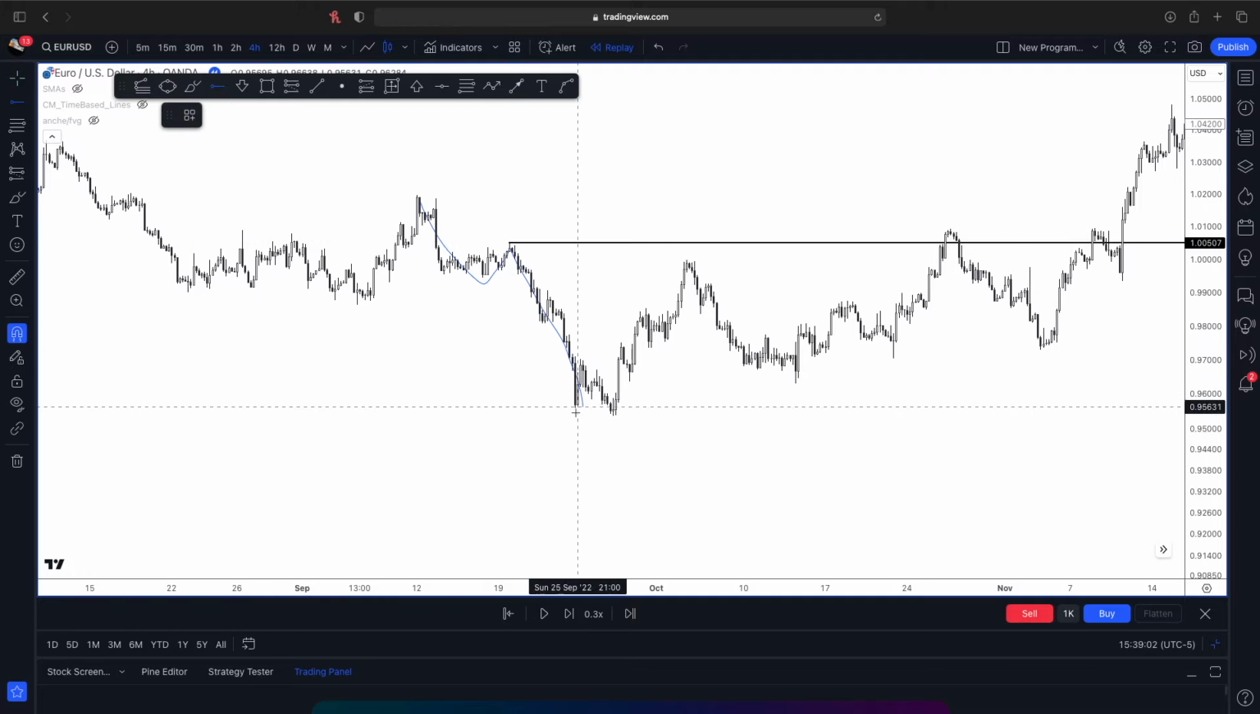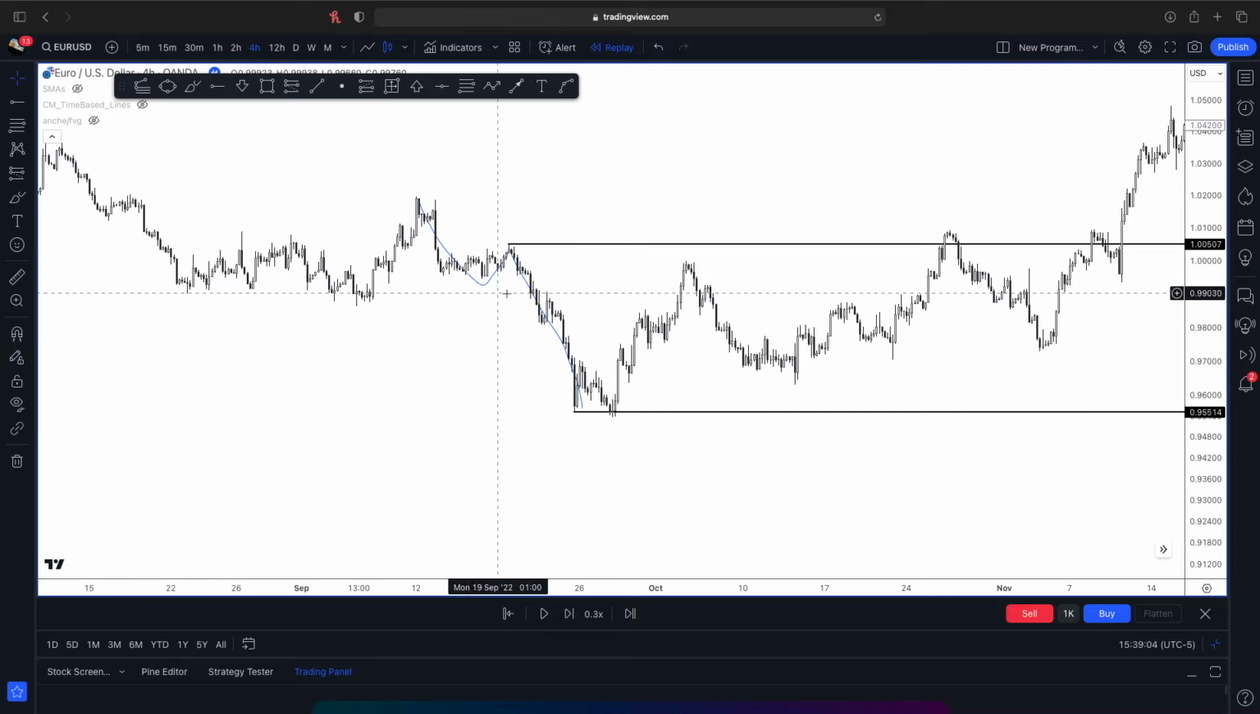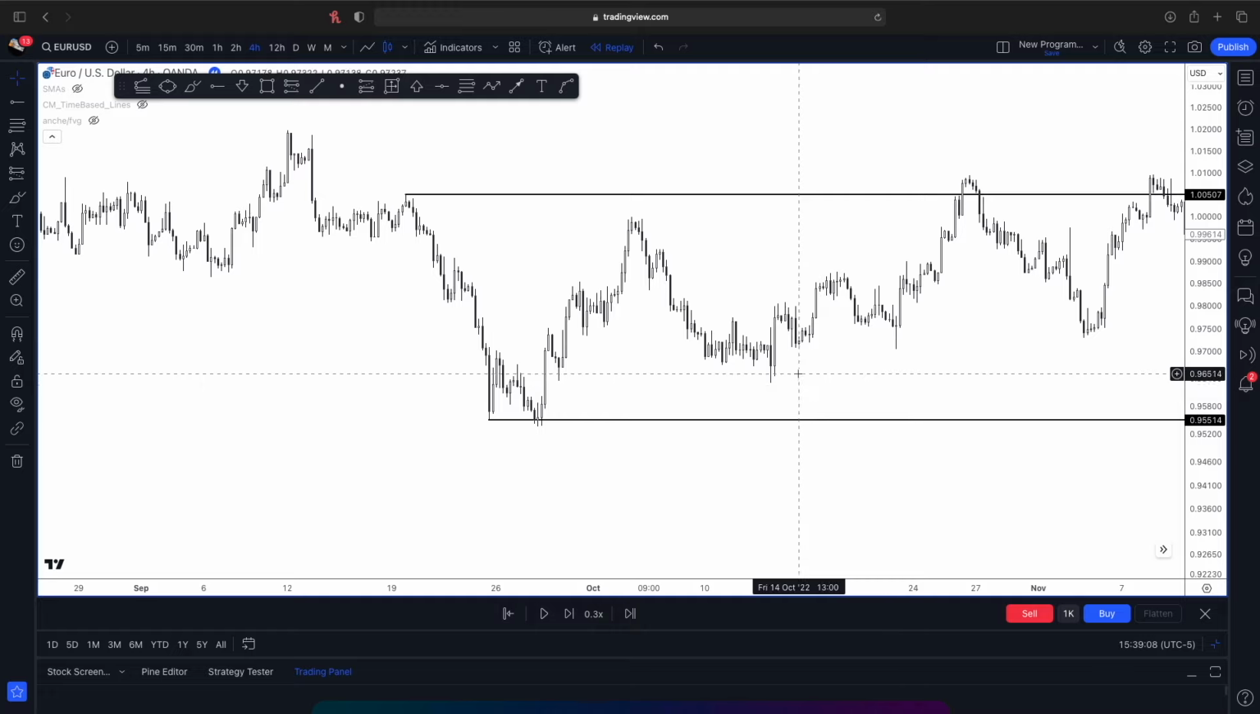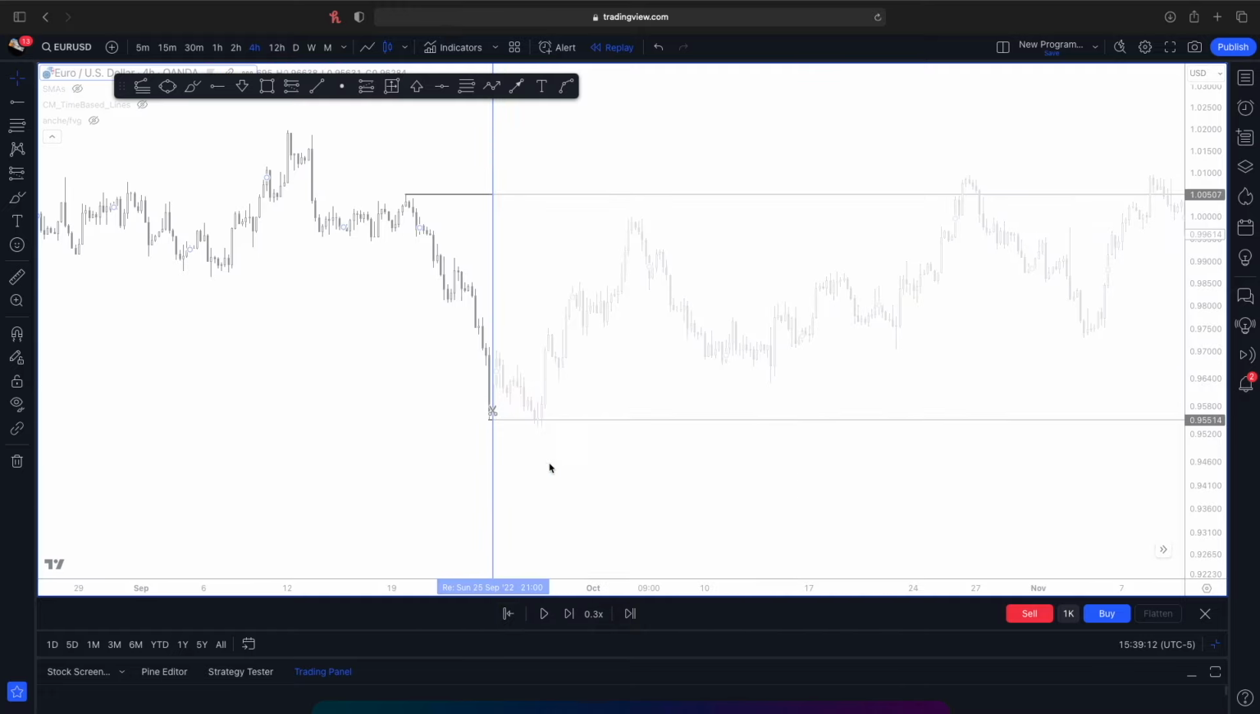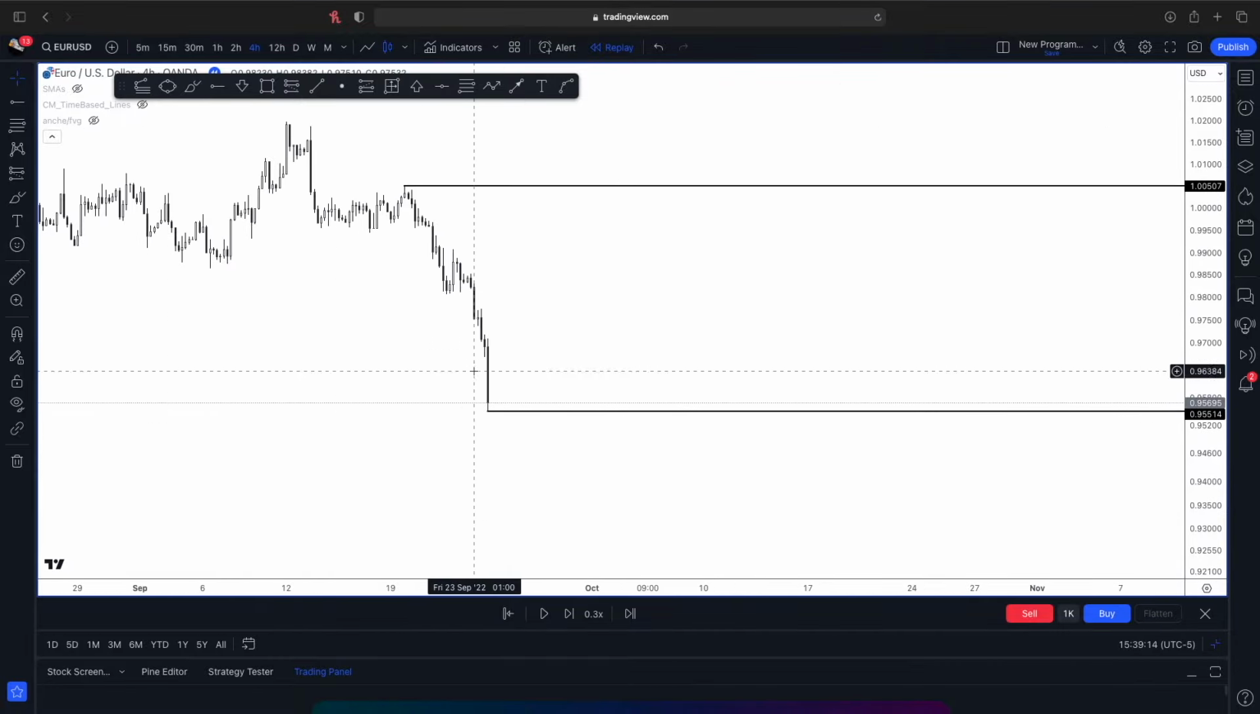Let's mark off this level, right? As price makes this low, right? As price makes this low.